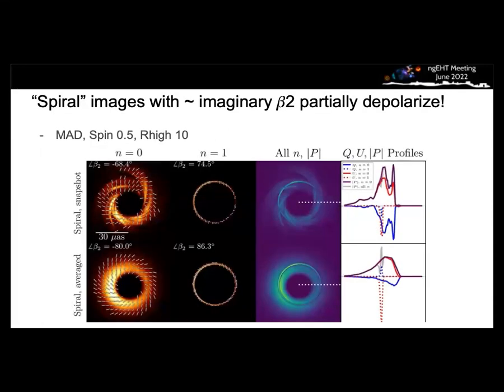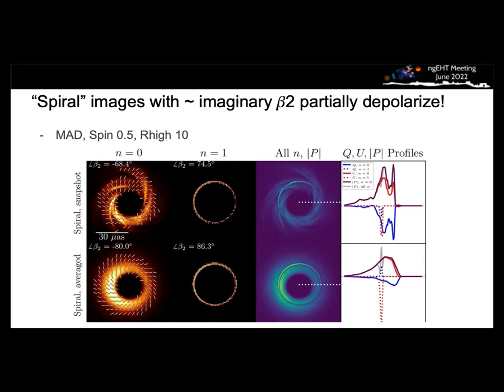And so what we see when we actually look in images where we can break down the n equals zero and n equals one and look at cross sections of radial slices through the image is that we see that spiral images, which again, these are imaginary beta two, partially depolarize in the photon ring region precisely because of this effect. This is a destructive interference effect between oppositely handed spirals.